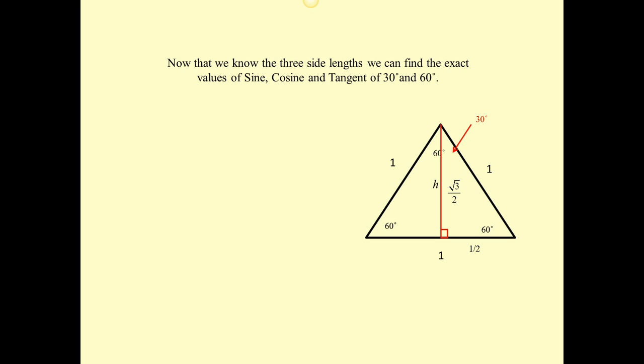Since we know this right triangle and its 3 sides, we can find the ratios for the sine, the cosine, and the tangent of 30 and 60 degrees. The sine of 60 equals the opposite over the hypotenuse, so that's square root of 3 over 2. The cosine of 60 equals the adjacent over the hypotenuse, which is 1/2 over 1, which equals 1/2. The sine of 30 degrees equals 1/2 over the hypotenuse. The cosine of 30 degrees equals the square root of 3 over 2 divided by the hypotenuse, which is square root of 3 over 2.